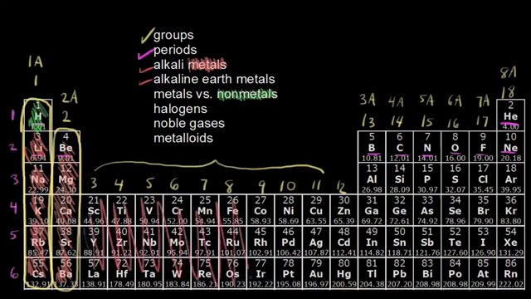And let's just talk about metals in general for a minute. So metals, the properties of metals. So metals are solids at room temperature, except for mercury. So here is mercury down here, which is a liquid at room temperature.